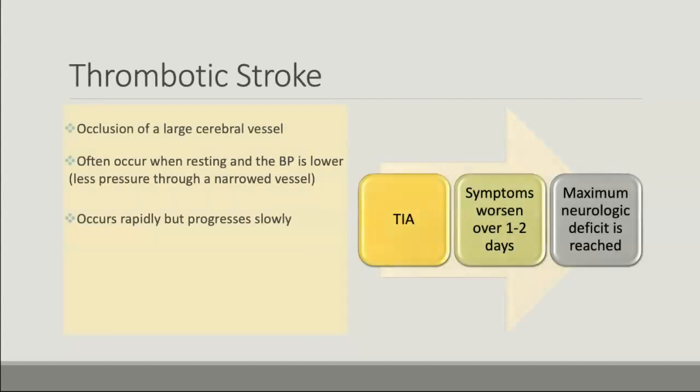Thrombotic stroke, you don't need to get really into this, so don't look to memorize any of this stuff here, but just think about it, occlusion of a large cerebral vessel. So this often occurs when resting and the BP is lower, and you kind of have this clot buildup in this vessel. It can occur rapidly, but progresses slowly. So you might have TIA symptoms, which might get worse over 1 to 2 days, but then maximum neurological deficit will be reached. So there's not much you have to think about here. This is just when that clot is starting to develop in the vessel in and of itself.